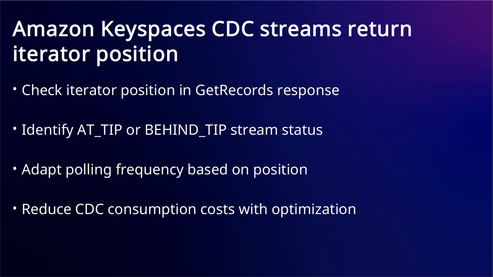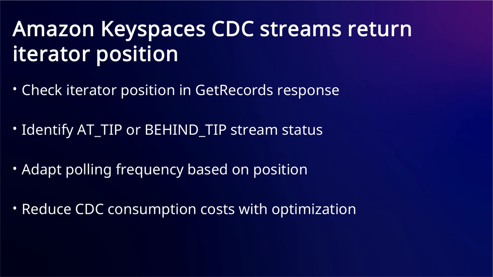When consuming CDC streams from Amazon Keyspaces tables, you previously had to poll at a fixed cadence regardless of whether new records were available. This approach resulted in inefficient resource usage and unnecessary CDC consumption costs. You can now use the iterator position feature to optimize your polling strategy. You can check the iterator position in the getRecords response to identify whether the stream status is at _TIP or behind _TIP. You can adapt your polling frequency based on this position, polling more frequently when records are pending and reducing polling when at the tip of the stream.